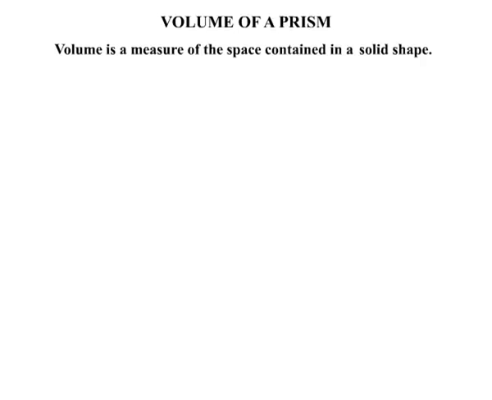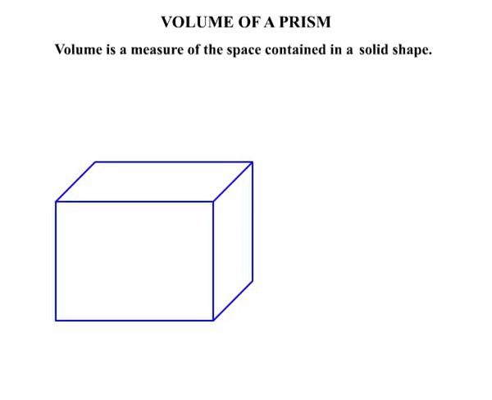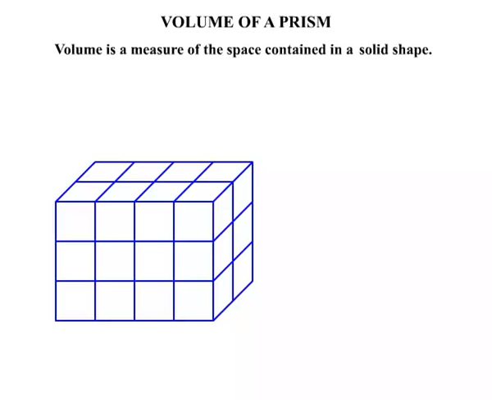Now in this lesson we look at the volume of a prism. Volume is a measure of the space contained in a solid shape. If we consider this box, a cuboid, also known as a rectangular prism, and we broke it up as such, let's just concentrate on one little cube there.